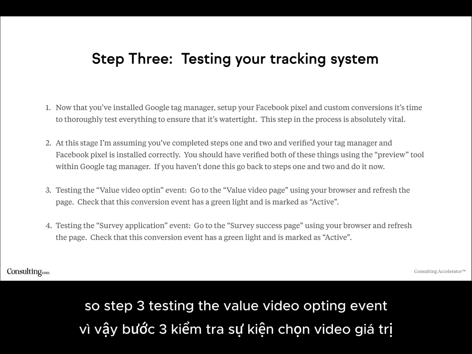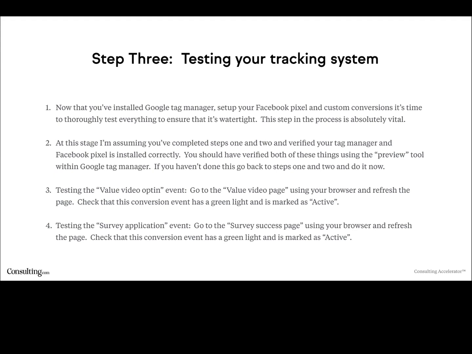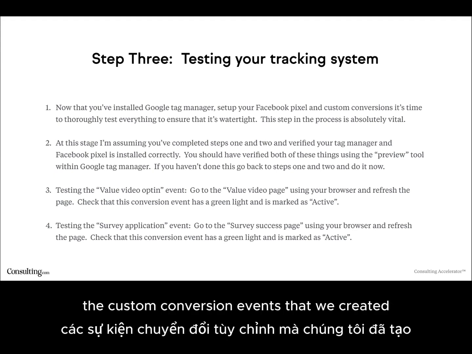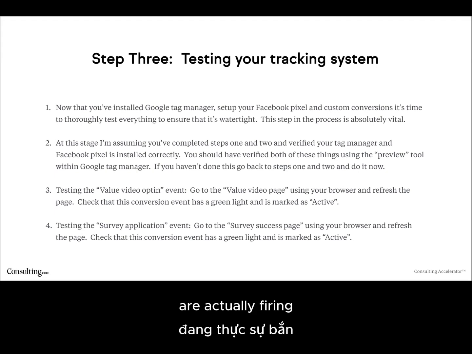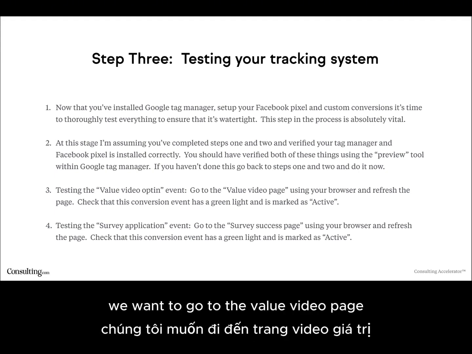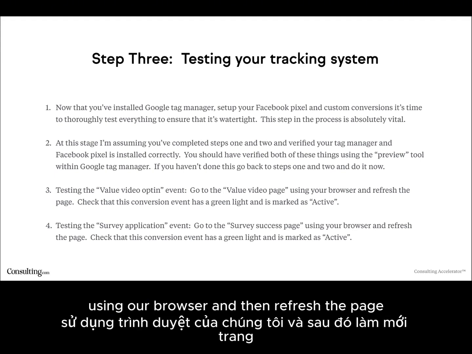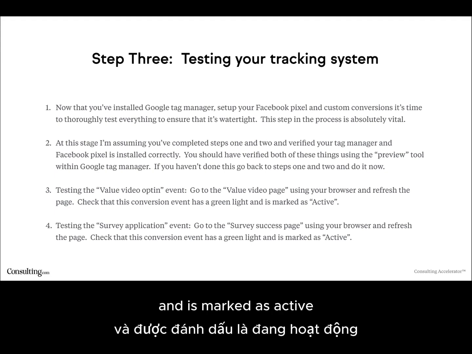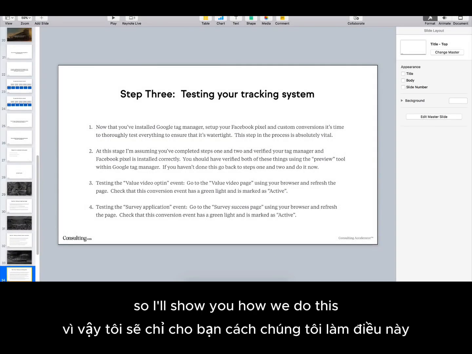So step 3, testing the value video opt-in event. This is where we make sure that the custom conversion events that we created are actually firing. So what we want to do is go to the value video page using our browser and then refresh the page and check that this conversion event has a green light and is marked as active. So I'll show you how we do this.